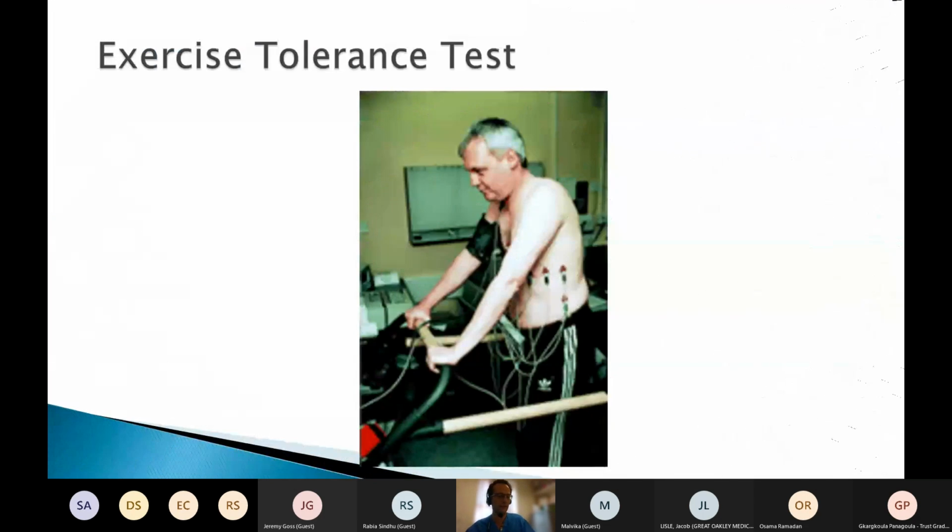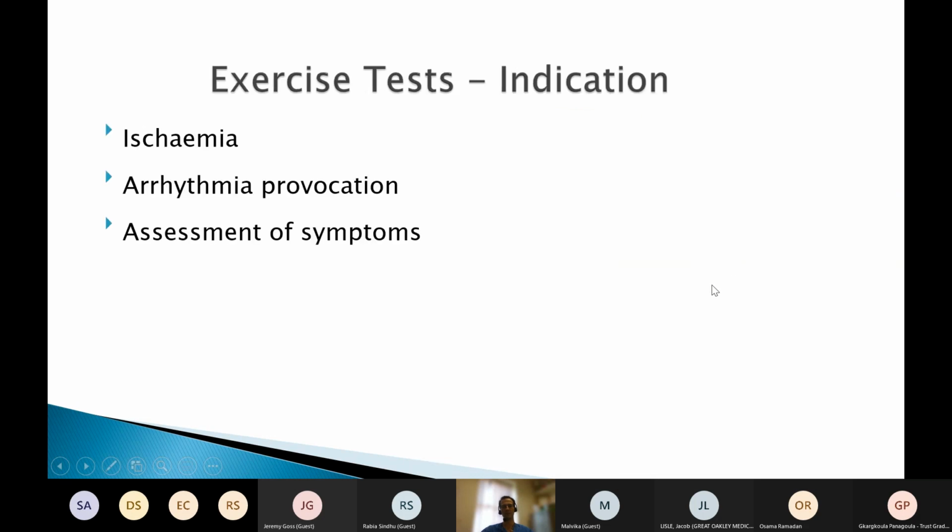So let's talk about exercise tests in our remaining quarter of an hour or so. Exercise tests have gone out of fashion, and I do think that's a shame because they are really useful tests. It's more expensive to do a CT scan, but it's much more fashionable, and that's what we're doing these days as a first line, according to NICE, and finding lots of incidental omas along the way.